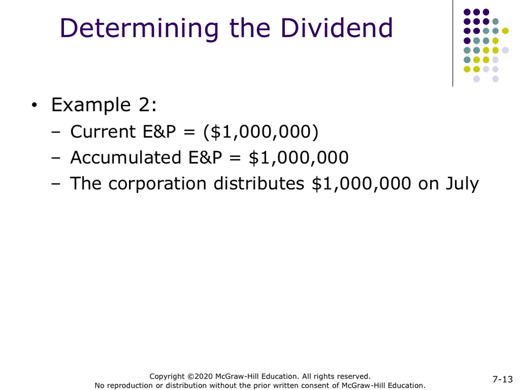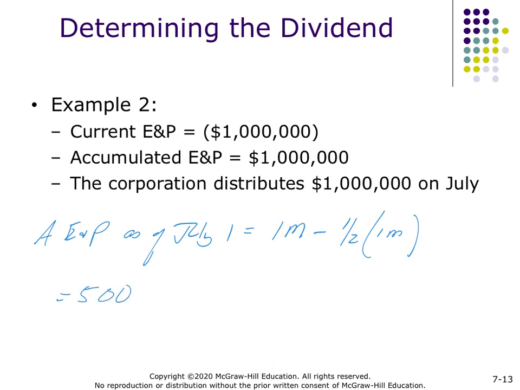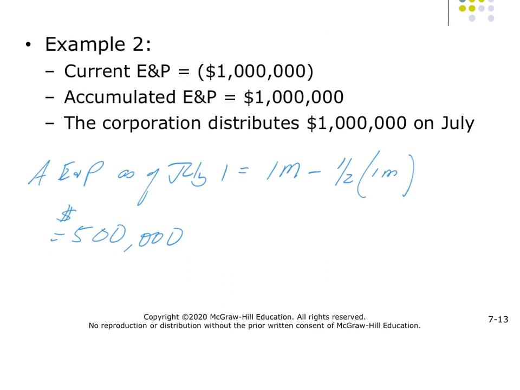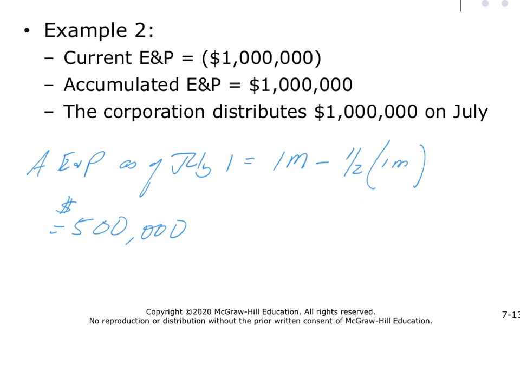All right, so accumulated earnings and profits as of July 1st equals the $1 million, that's the accumulated, minus 1/2 of the minus 1 million, that's the current, which equals 500,000. So how much of that can be treated as a dividend? Well, the answer is 500,000.